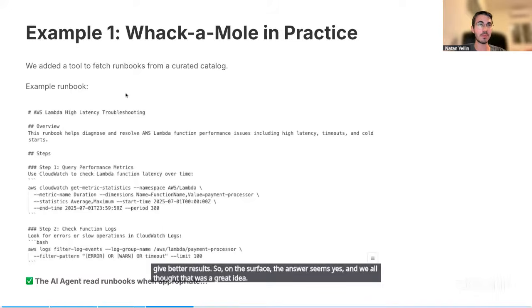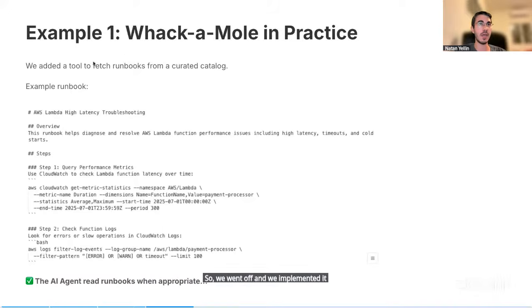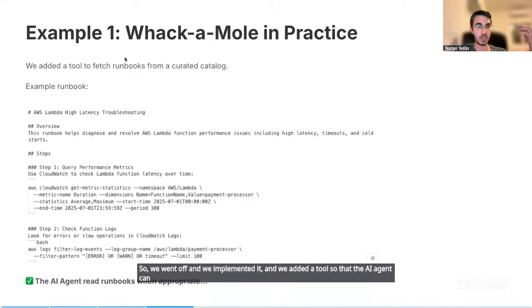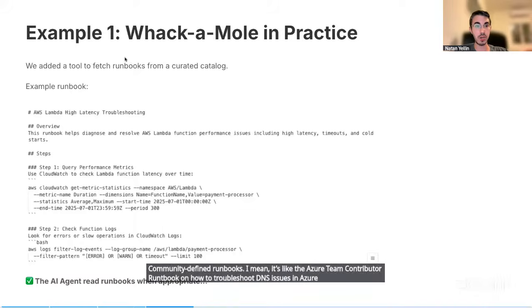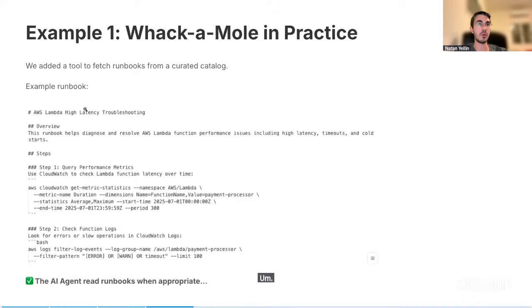So we went off and we implemented it. And we added a tool so that the AI agent can fetch runbooks and has a curated catalog. So there's community defined runbooks. It's like the Azure team contributed a runbook on how to troubleshoot DNS issues in Azure. Okay, that worked really great. And then users define their own runbooks or hook it up to their existing runbooks for how to troubleshoot problems in their environment. And here was an example runbook we gave it.